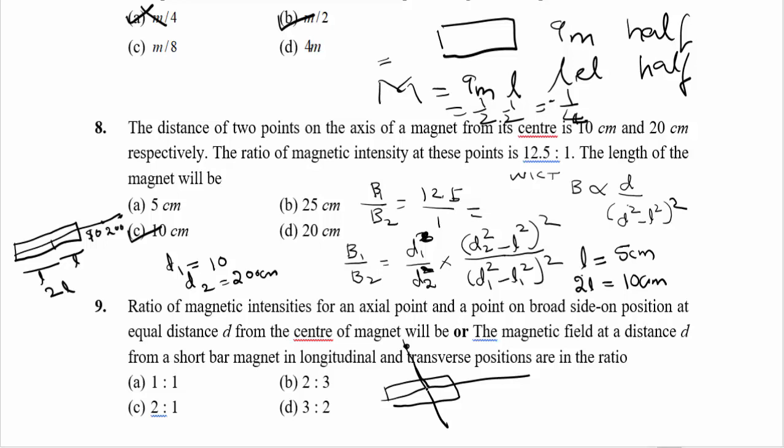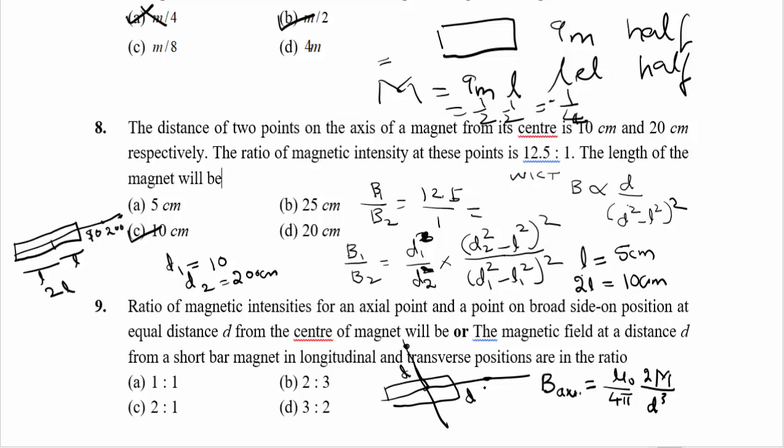The distance from the center is the same for both, it is d. This is d and this is d. If you take the formulas, B axial equals mu naught by 4 pi into 2m divided by d cube.